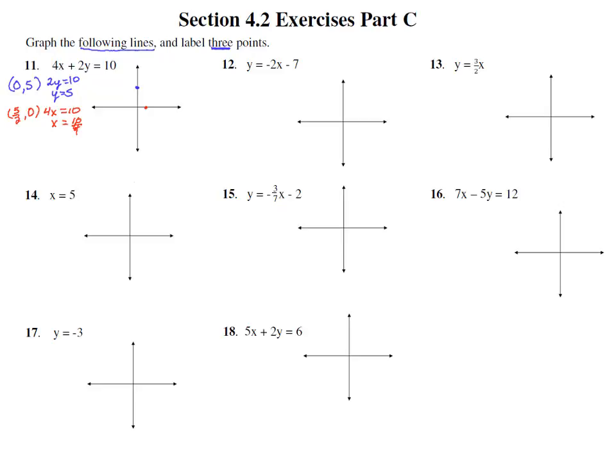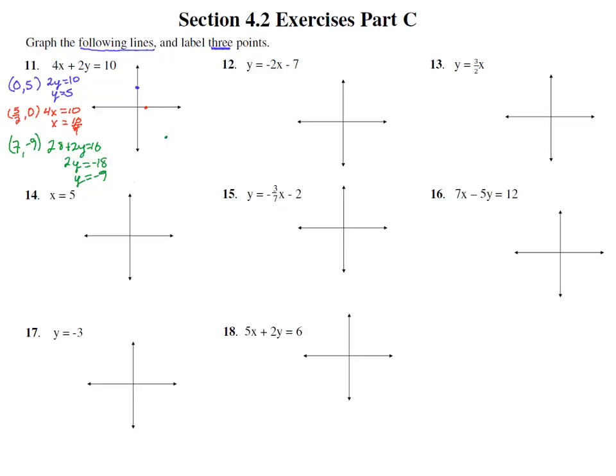Okay, but we still need a third one because it says label 3 points. So let's pick just some random 7 and let's see where we are. Sticking 7 in, we get 28 plus 2y equals 10. Subtract 28 from both sides and we get 2y equals negative 18. Divide by 2 and we get y equals negative 9. So 7 goes with negative 9. So we're over 7 and down negative 9. We'll have to fall right on that line.